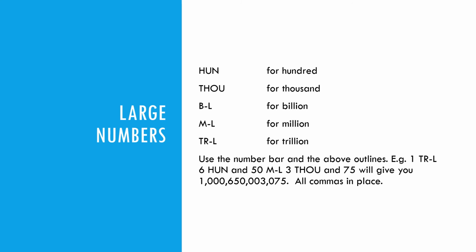Okay, so you want to get a large number like 1,650,000,000,3,075. You write 1 TRL, 650 ML, 3075, and there you have that large number. Try it for yourself so that you can see all the commas are in place. Everything will come out nicely.